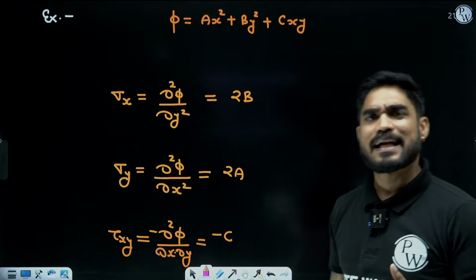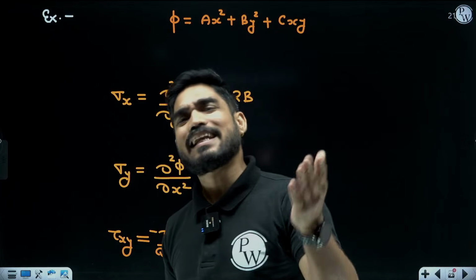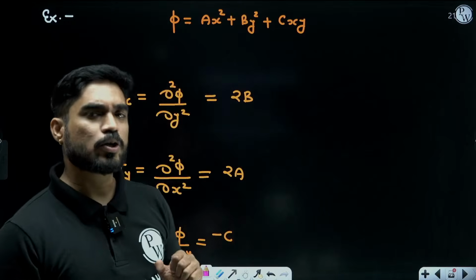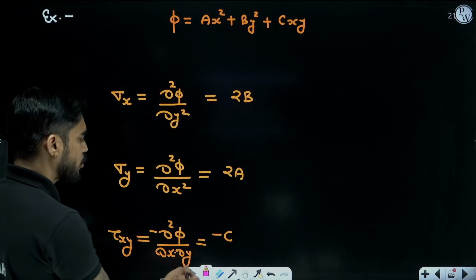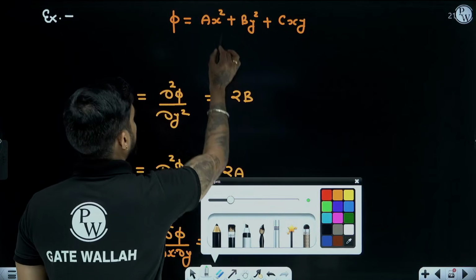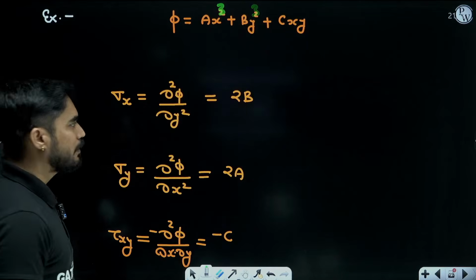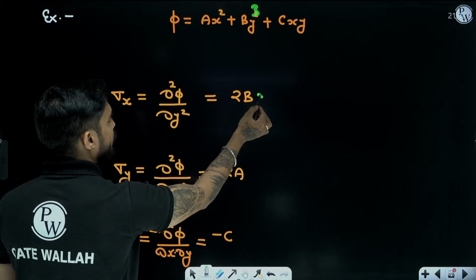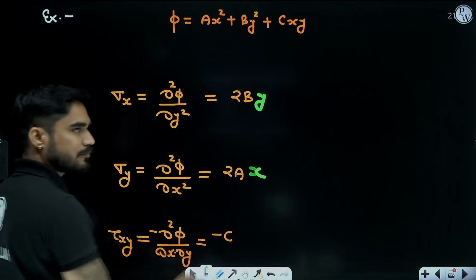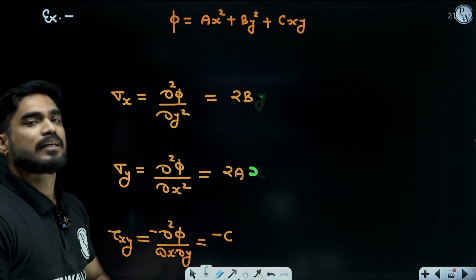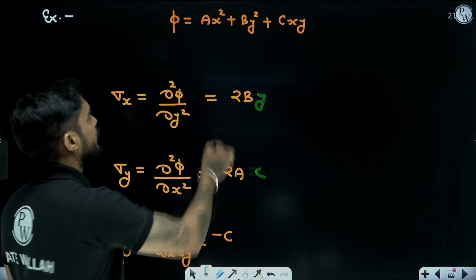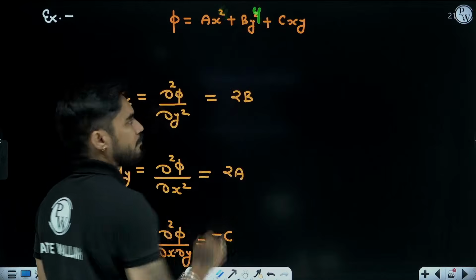But if, let's say, the stresses are not constant but linearly varying, you need to choose a function in such a way that it should be cubic, right? Then you will get these equations in terms of x and y, so they will vary linearly. If you want parabolic variation, then this should be to the power 4, right?